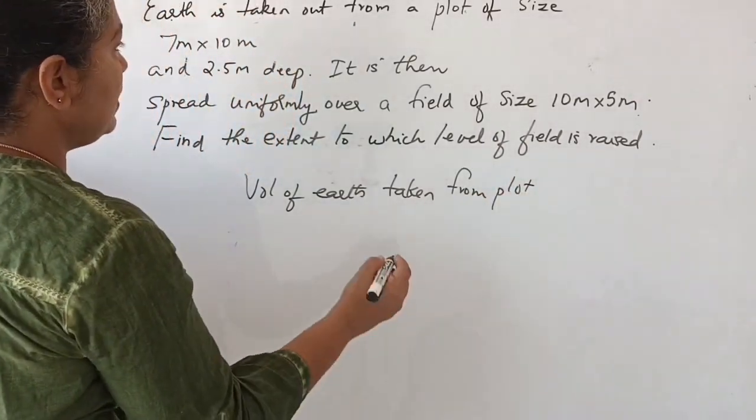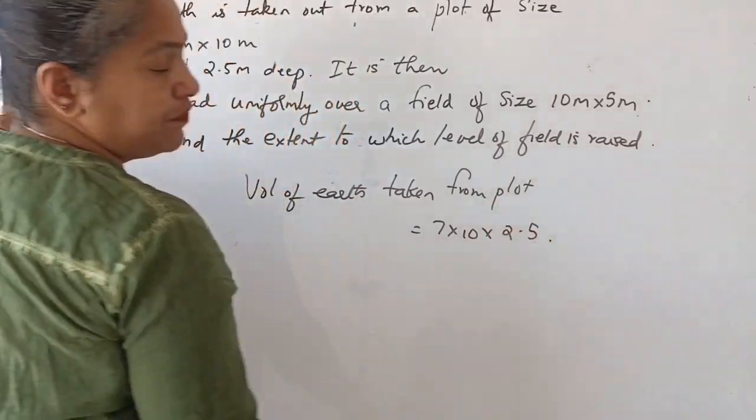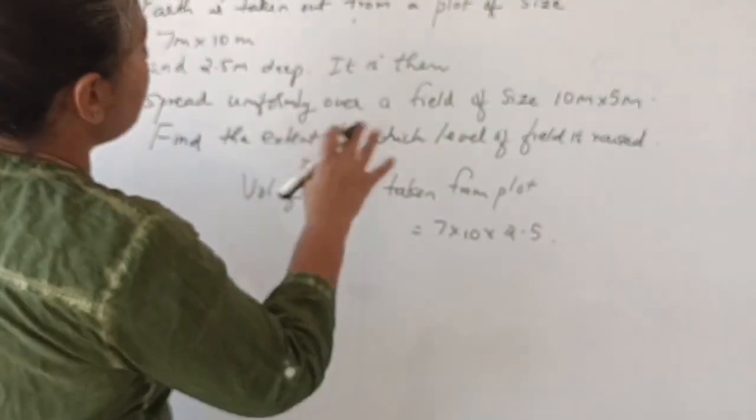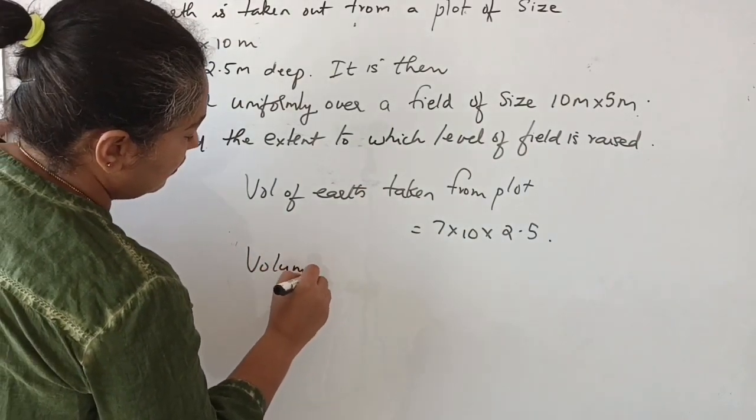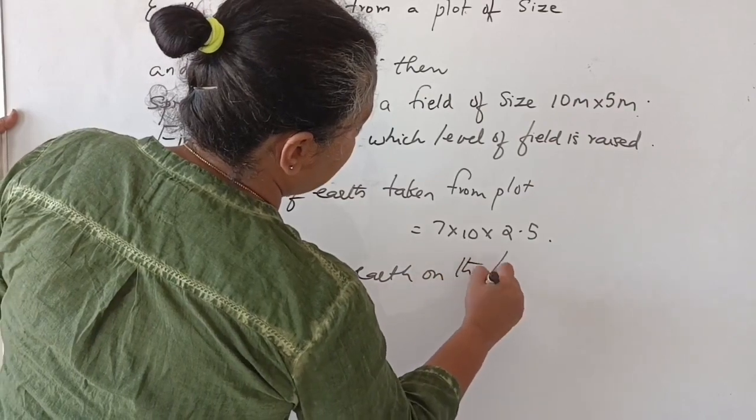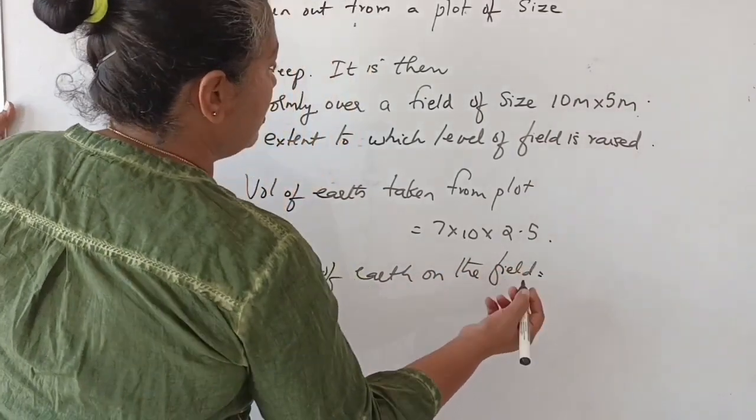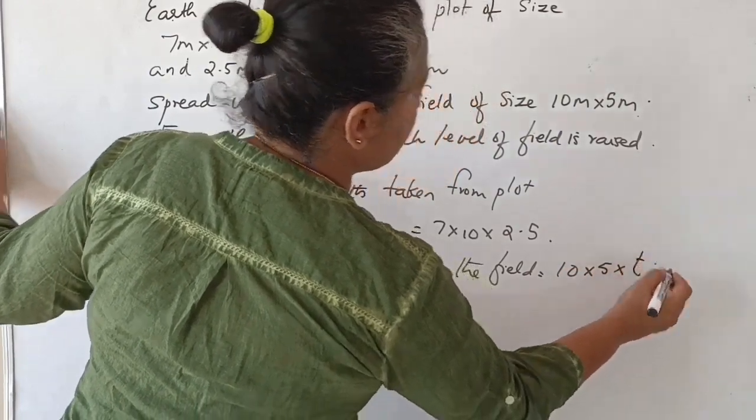It is equal to L into B into H. So it is 7 into 10 into 2.5. Now it is then spread uniformly over a field of size 10 meters by 5 meters. So the volume of the earth on the field is again equal to L into B into H. So I will get 10 into 5 into T.